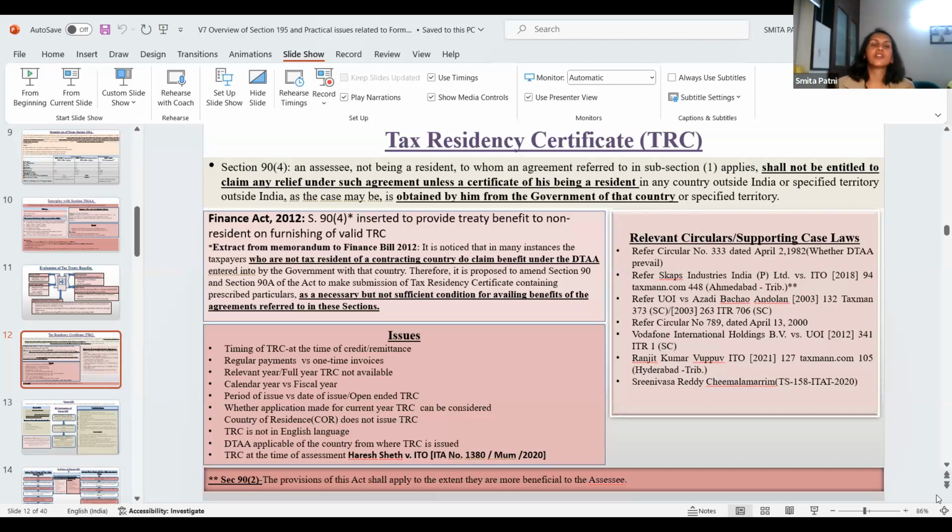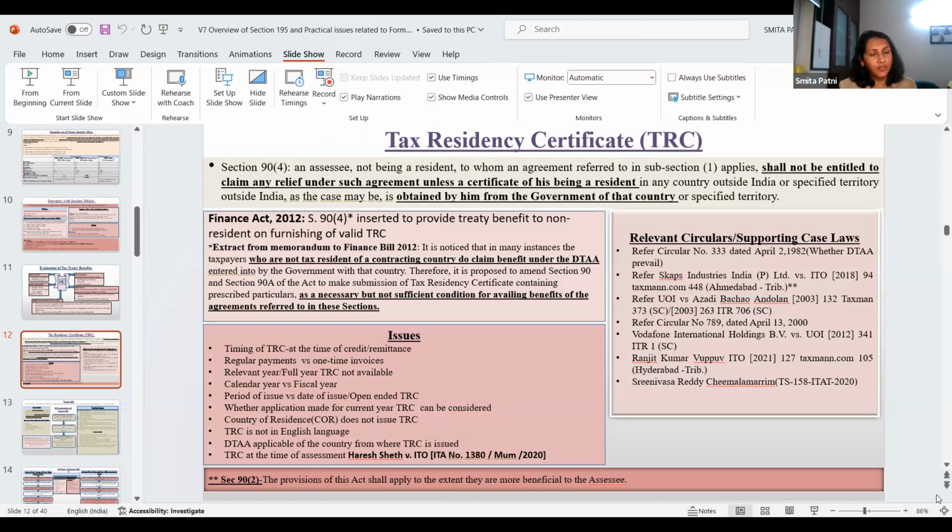Otherwise, you cannot give the treaty benefit. Regular payments versus one-time invoices. For group companies, generally there are regular payments, and there are one-time invoices also for some companies which are not associated enterprises. For regular payments or group companies, if the TRC does not pertain to the same year, or they say the TRC will come in a few months, or they give you an application for TRC which is already filed, then you can still give the treaty benefit because these are regular associated enterprises. But if there are one-time invoices, then you should take the TRC and only then give them the treaty benefit. Even for regular payments, if they give you a declaration and you feel that the entity, your regular group company, will provide you the TRC later on, you can still give them the benefit.